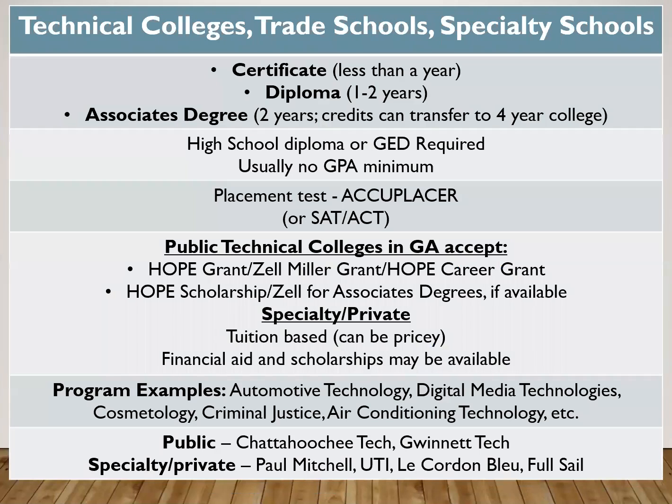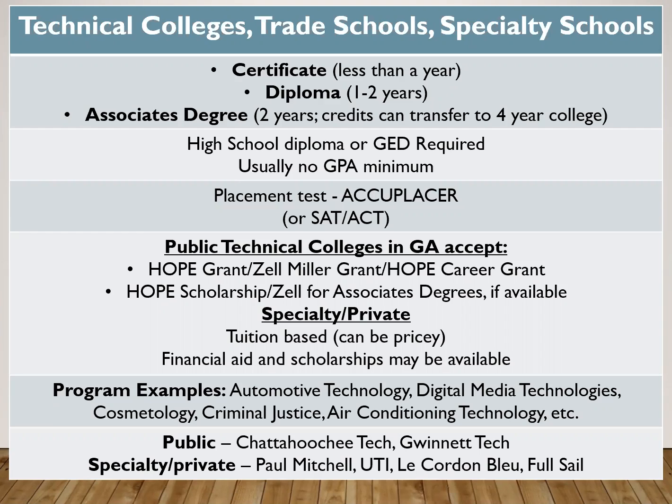So let's talk technical schools first. Technical colleges, trade schools, specialty schools, I put these into one category because they're designed to help train you for a career, get out there and start working as quickly as possible. There are different types of credentials you can get at these schools: a certificate, which is usually just a few months, a diploma, which is 1 to 2 years, or an associate's degree, which actually can serve as the first 2 years of your 4-year college degree. We'll talk about that in a minute.